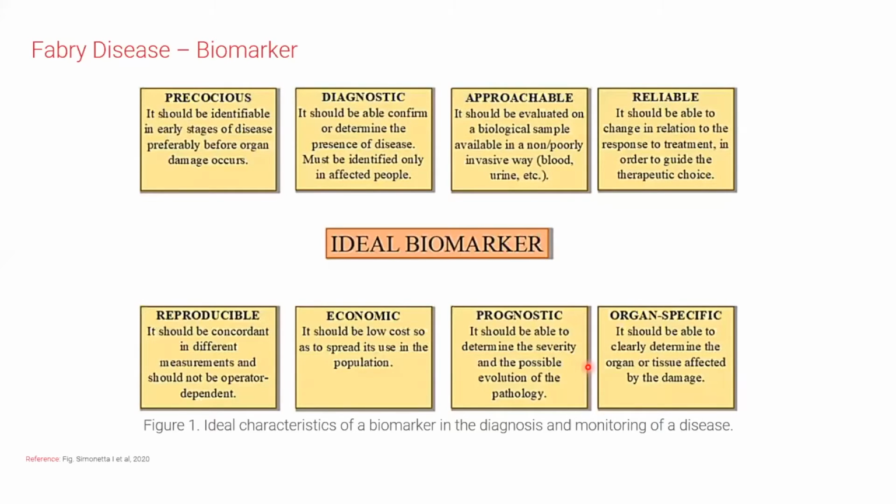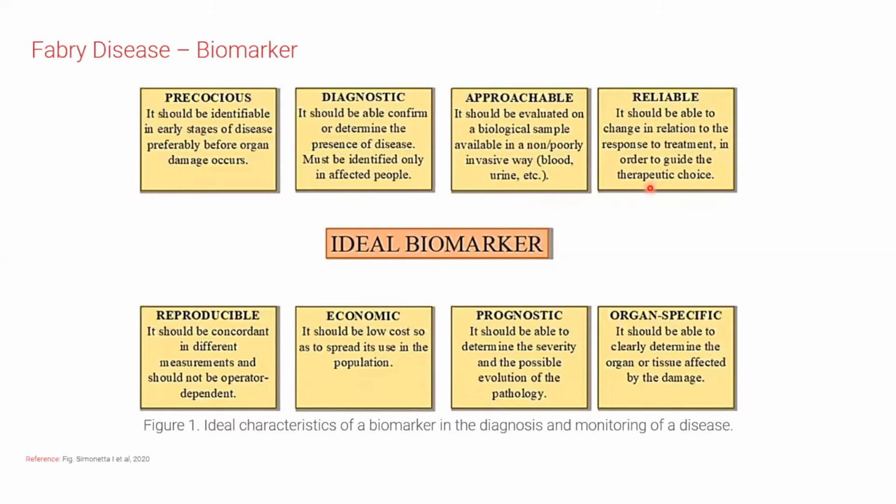Talking about an ideal biomarker, we are talking about a parameter which is really precocious. It should be identifiable in early stages of the disease, preferably before organ damage occurs. An ideal biomarker should be diagnostic. It should be able to confirm or determine the presence of the disease. It must identify only the affected people. Of course, an ideal biomarker must be approachable. If you have a perfect biomarker which you can only measure in cerebrospinal fluid, it's not really approachable in the long term.